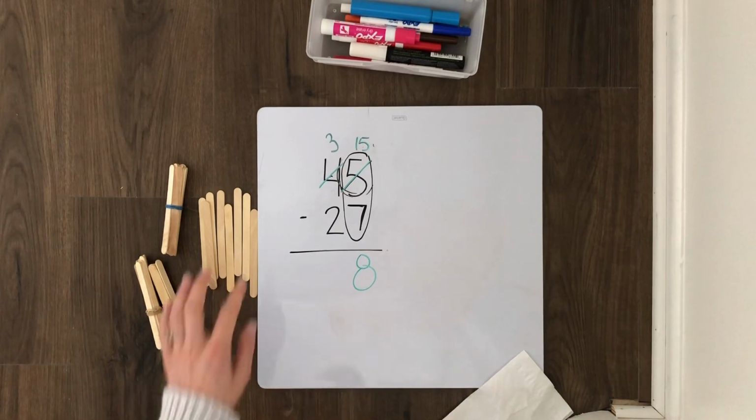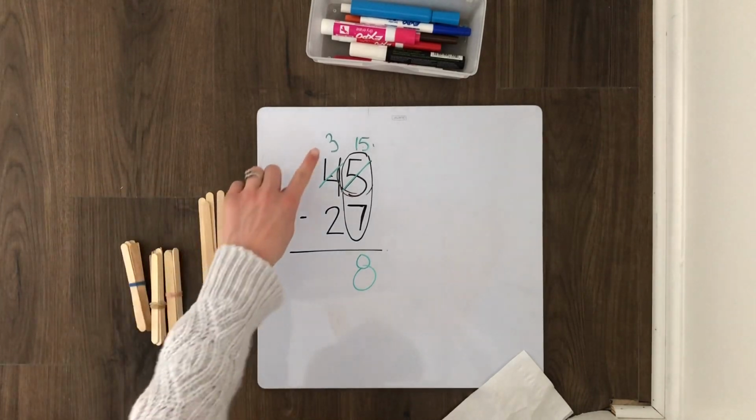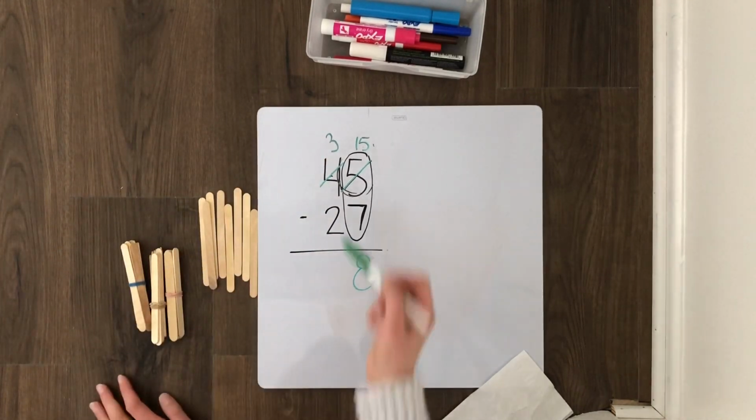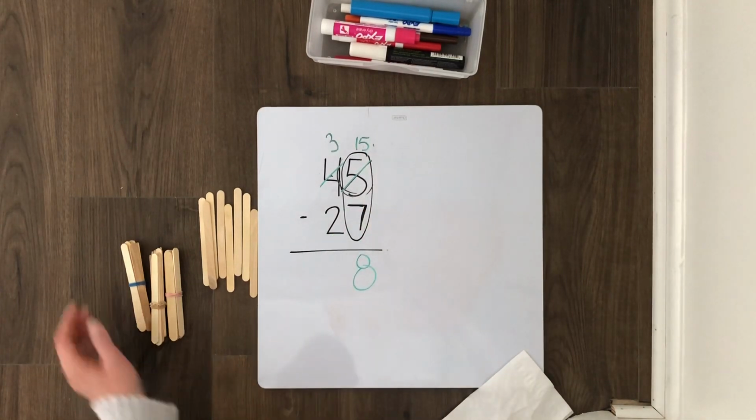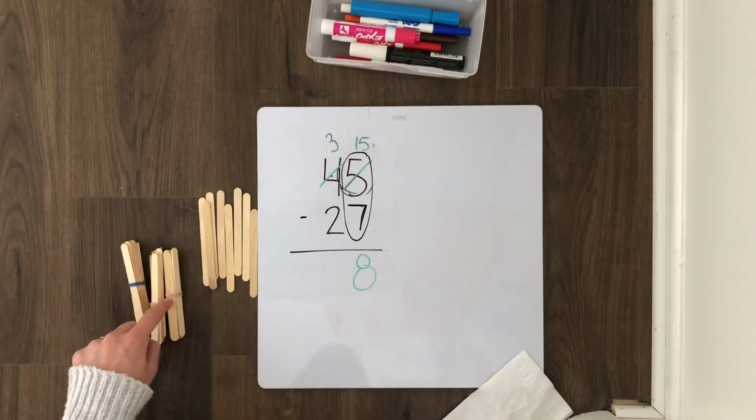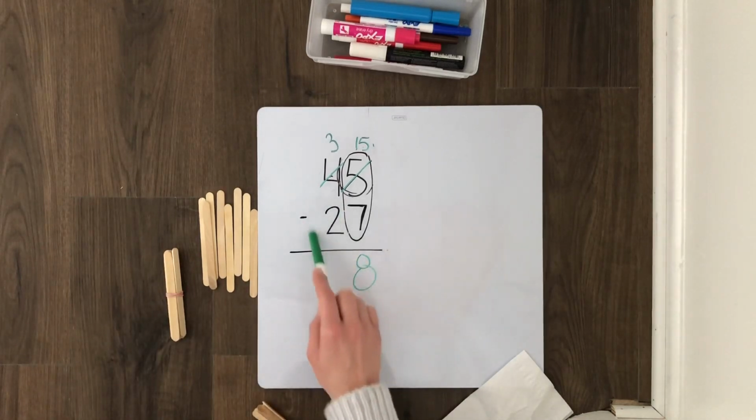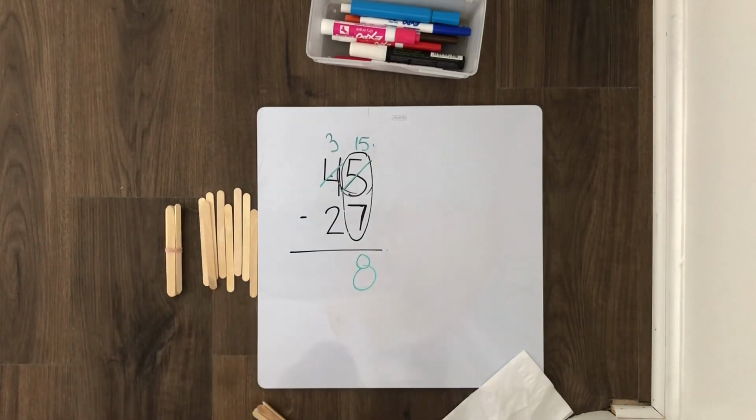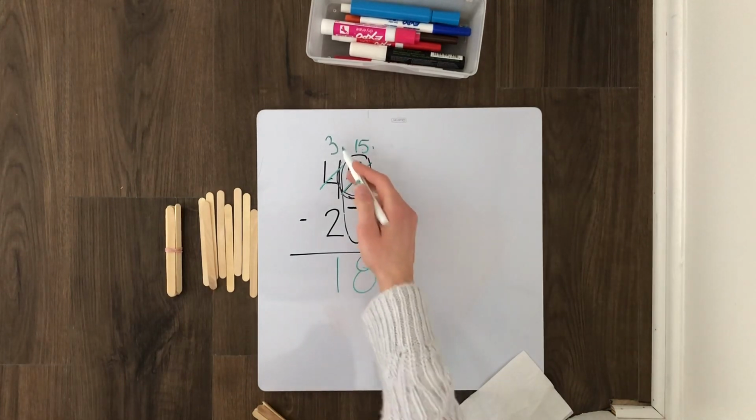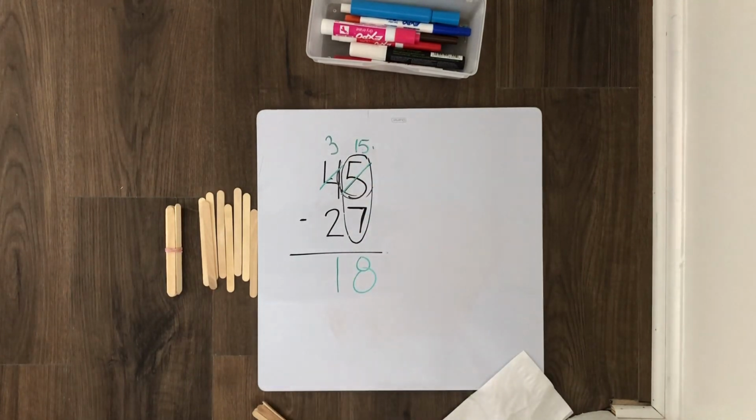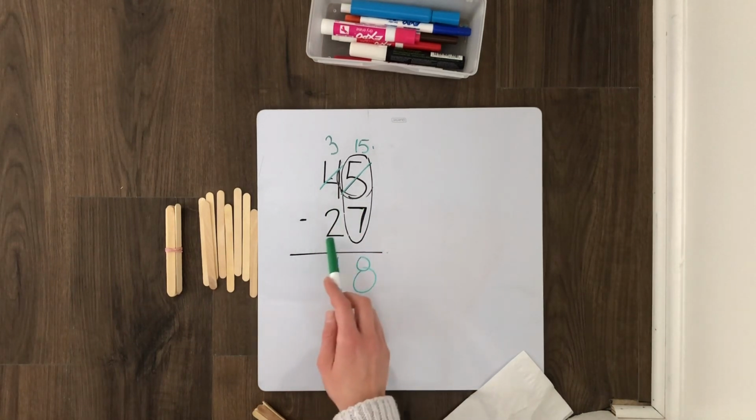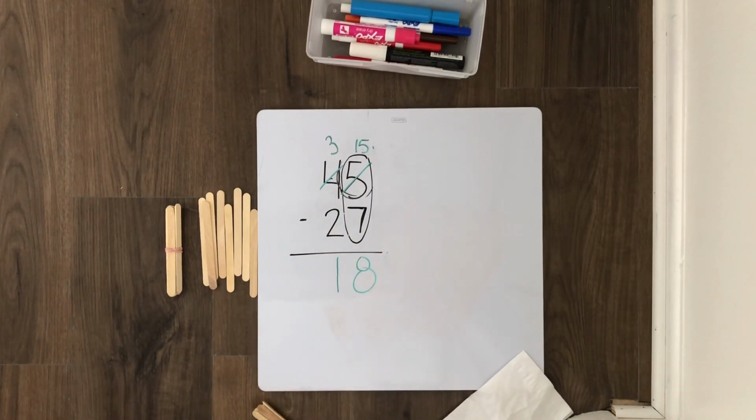All right, now we have to subtract the tens. 3 minus 2, okay, let's show that with our popsicle sticks. We have 3, we're taking 2 away, we're left with 1. 3 minus 2 is 1. Okay, so that means 45 minus 27 is 18.